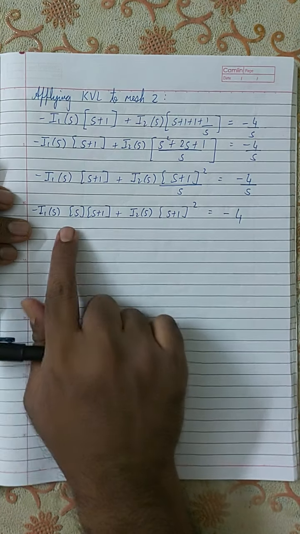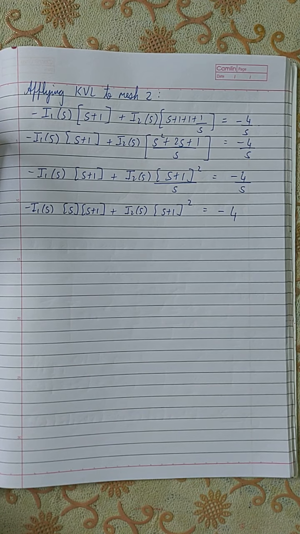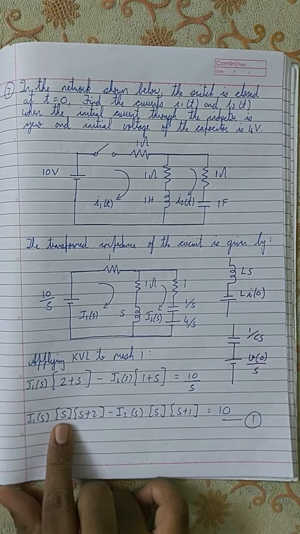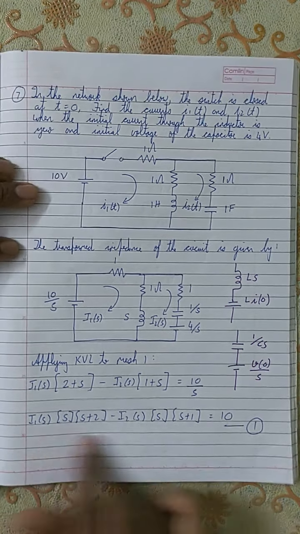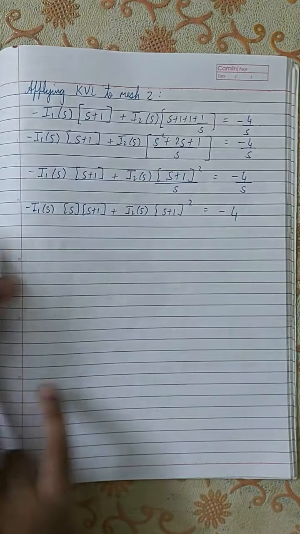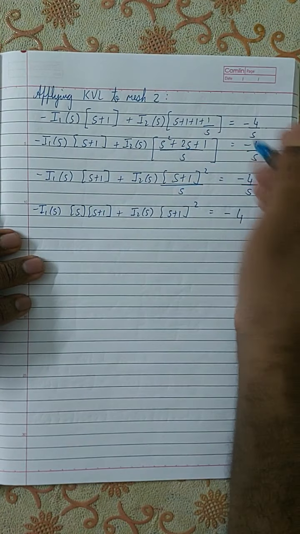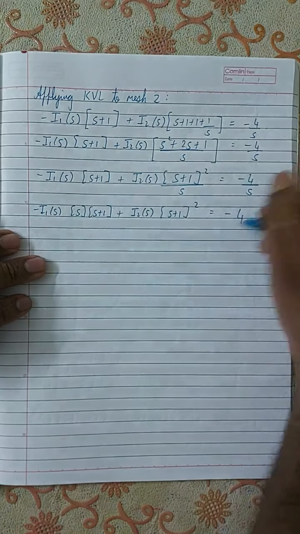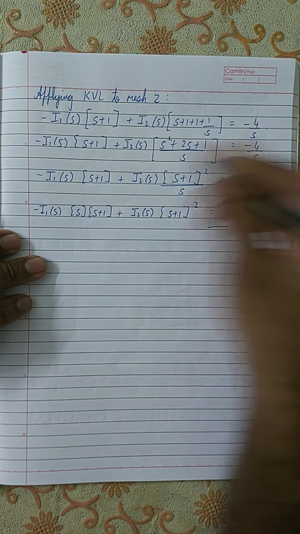Here you have s into s plus 1. What about over here? Here you have s into s plus 2. So, sorry, no luck. You have to apply Cramer's rule. There's no other choice. So according to Cramer's rule, or you can say expressing the equation in matrix form.